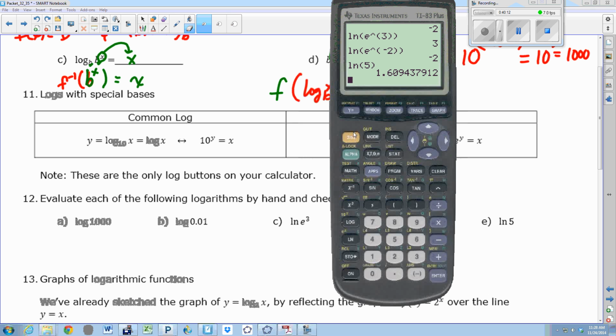Did I put a calculator at each table? No, I thought I had them out. Okay.